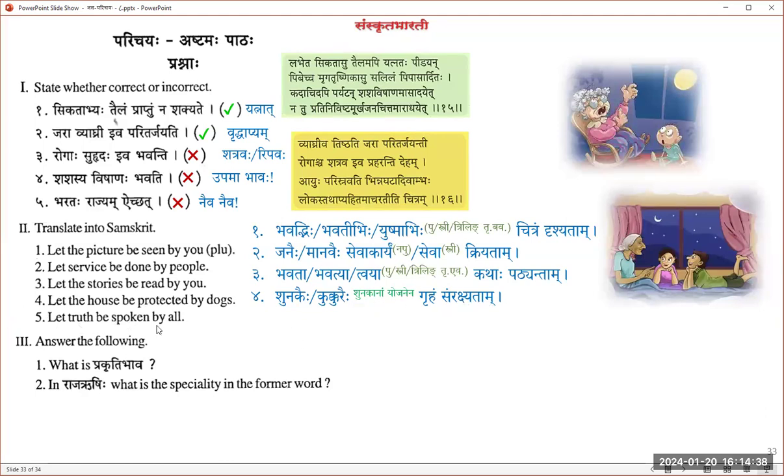Then let the truth be spoken by all. So sarvaihi. Sarvaihi satyam vadatam, bruyatam. Uchyatam. Uchyatam, correct? I think bruyatam may be the form. I need to check. Okay. Sarvaihi ritam. Ritam is another word.